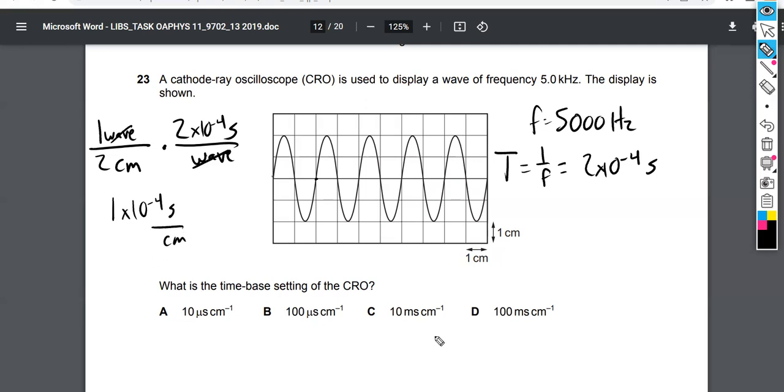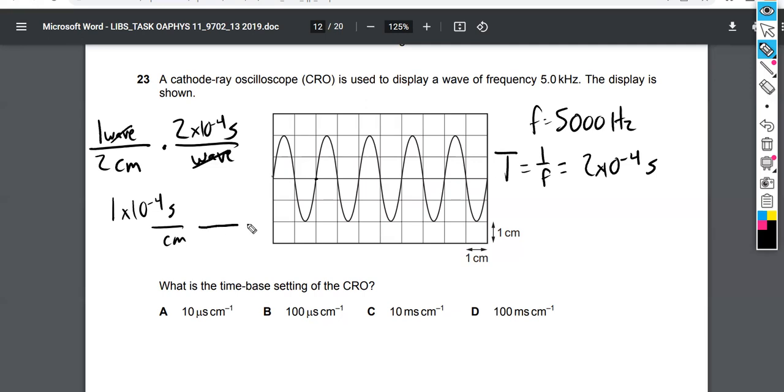So if that were an answer choice, I would select it because it's correct, but it's not. Everything is in either microseconds or milliseconds, and so you'll have to convert into those units to compare. With a nice round number like this, it's also possible to just read off: if the whole thing is 2 by 10 to the negative 4, then each square is 1 by 10 to the negative 4. But here's a more formal way to approach that calculation.